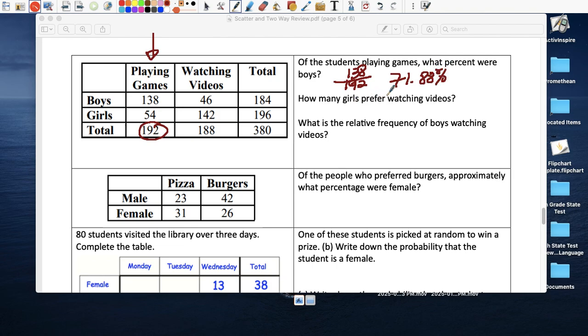How many girls prefer watching videos? Here. 188. Sorry. Girls watching videos right here, 142. What's the relative frequency of boys watching videos? The number of boys watching videos is 46, but remember, 46 out of 380.